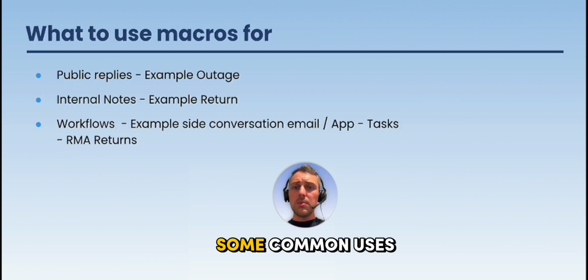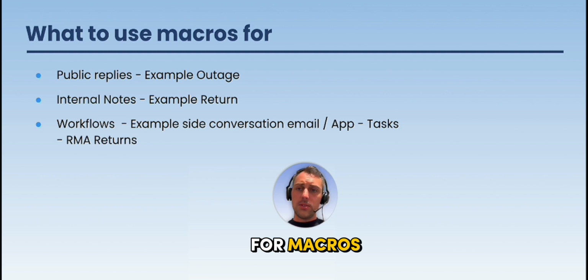Now, what are some common uses for macros? So obviously we all know about public replies. That's the main thing. They're often called canned responses because that's what they are. And a common objection we get with macros is that you want to be personal. You want to be able to have a bespoke answer to your customers, and that's fine. But being able to build out the framework around that answer and then editing it, that is a much faster, more efficient way for your agents to work.